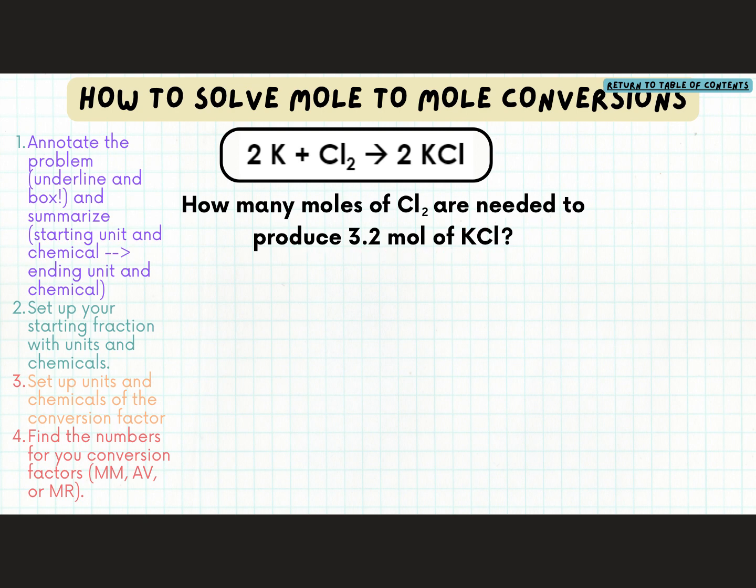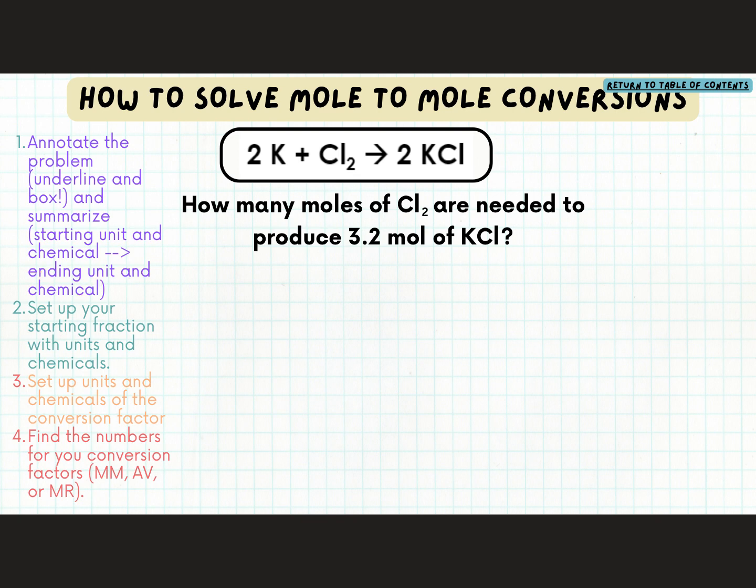All right, so the first instruction, here's what it says. Annotate the problem. Here's what this means. It means that we're going to underline and we're going to box. And then it says summarize. What we're going to do is say our starting unit and chemical, and then draw an arrow, and put our ending unit and chemical.